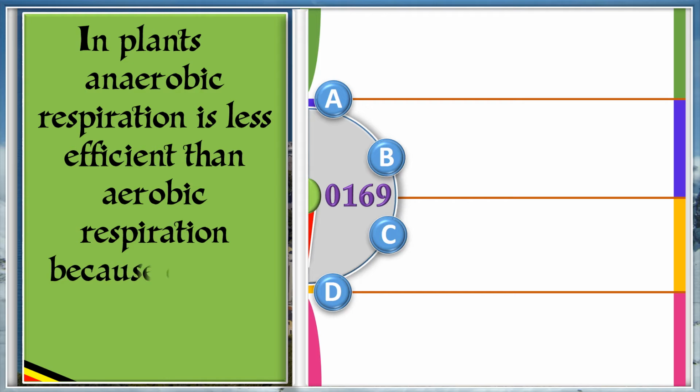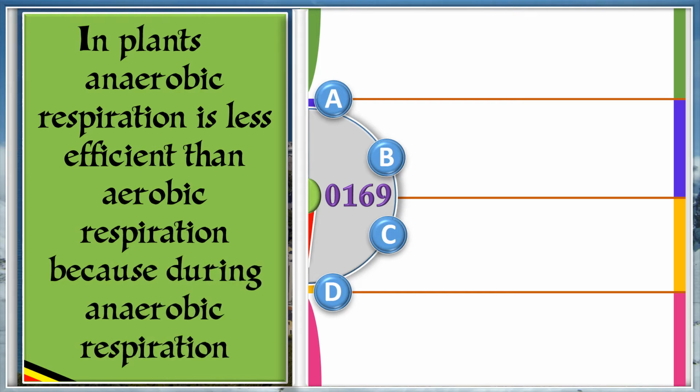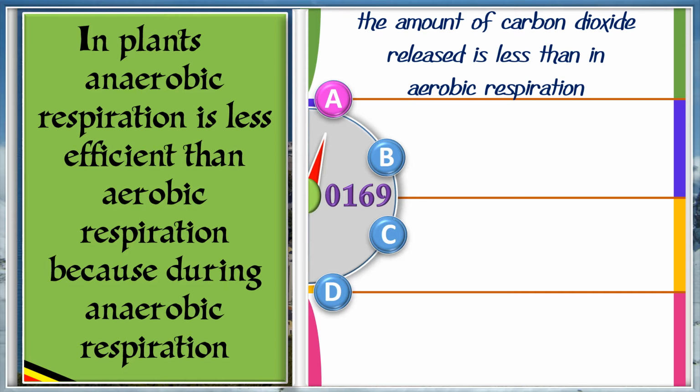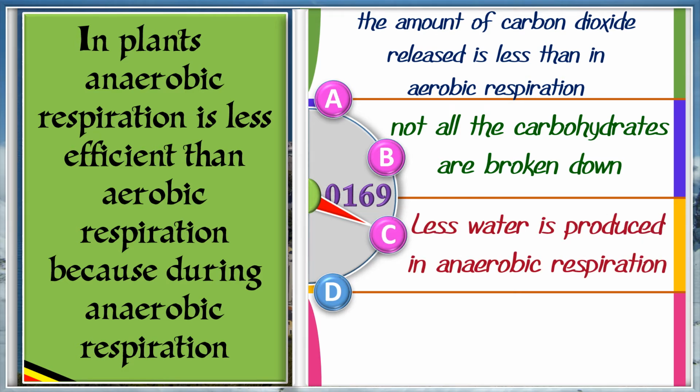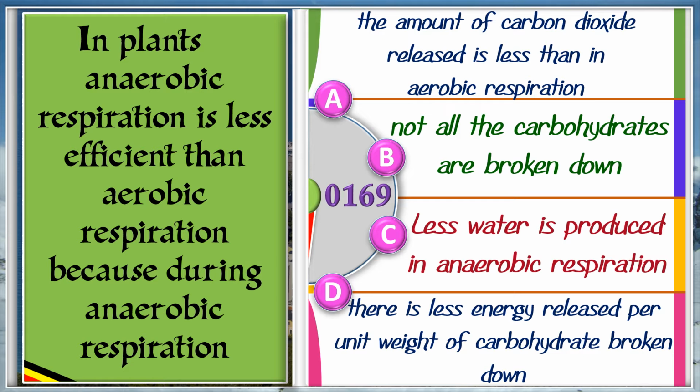In plants, anaerobic respiration is less efficient than aerobic respiration because during anaerobic respiration: A. The amount of carbon dioxide released is less than in aerobic respiration. B. Not all the carbohydrates are broken down. C. Less water is produced. D. There is less energy released per unit weight of carbohydrates broken down. And the answer is D. There is less energy released per unit weight of carbohydrate broken down.